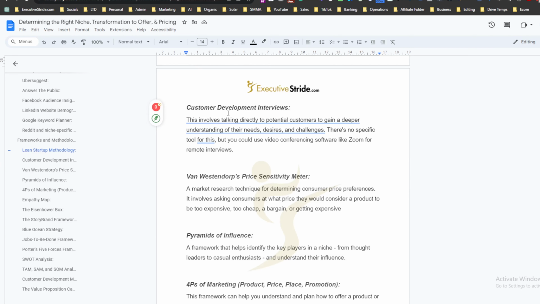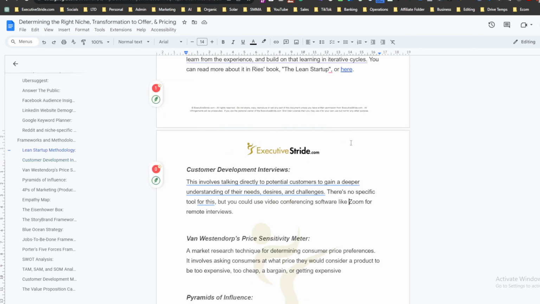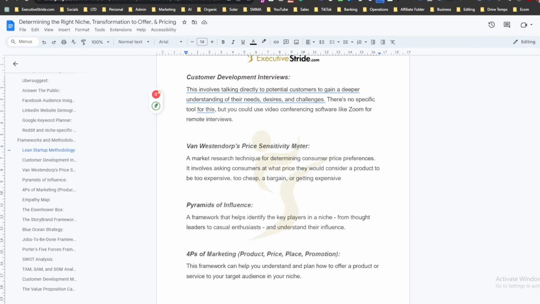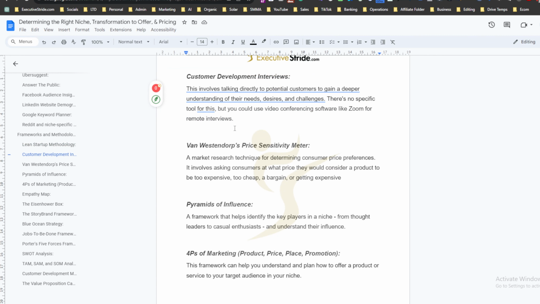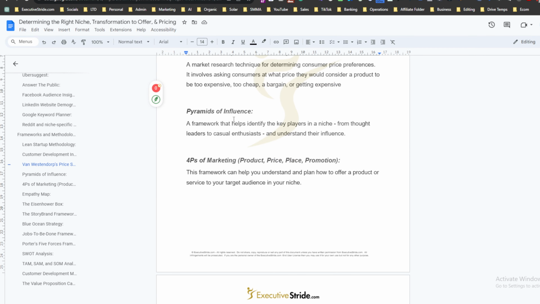Here, customer development interviews. This involves talking directly to potential customers to gain a deeper understanding of their needs, desires, and challenges. There's no specific tool for this, but you could use video conferencing software like Zoom for remote interviews. Van Westendorp's price sensitivity meter, a market research technique for determining consumer price preferences. It involves asking a consumer at what price they would consider a product to be too expensive, too cheap, a bargain, or getting too expensive.